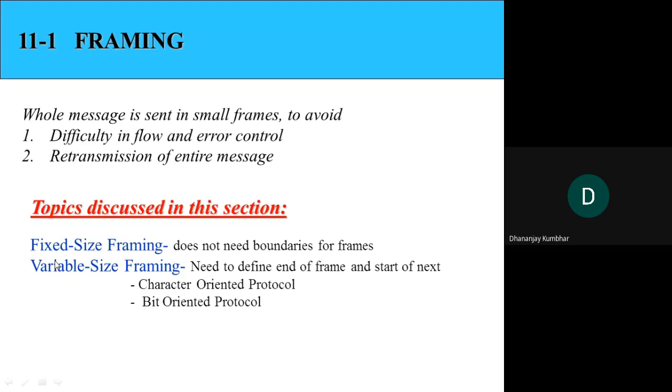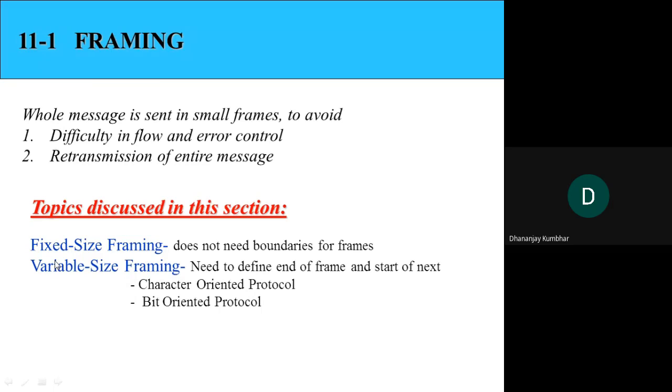per frame. Ultimately, at the receiver side also, we will design the receiver in such a way that once 50 bits come, that will be considered one frame. The next 50 bits, second frame, the next 50 bits, third frame, and that way we will keep on going.